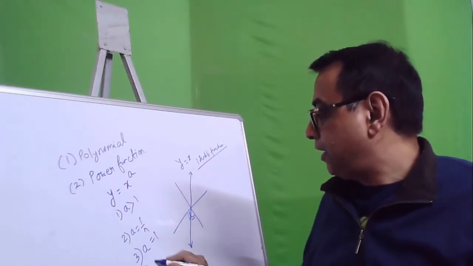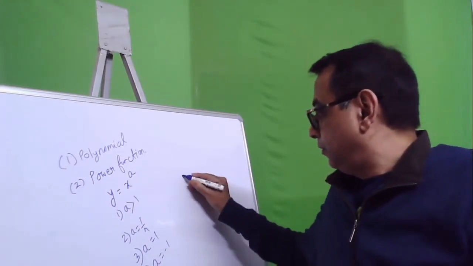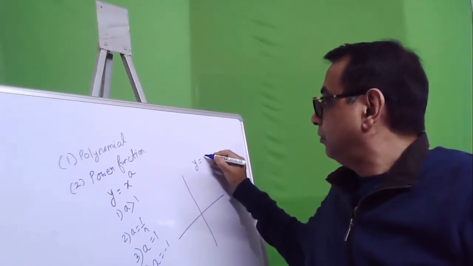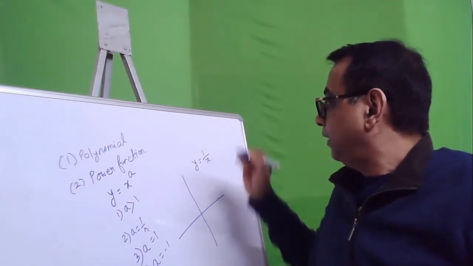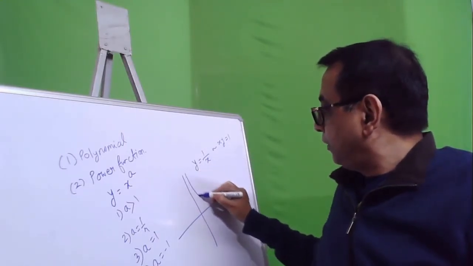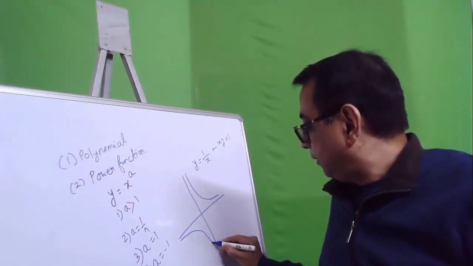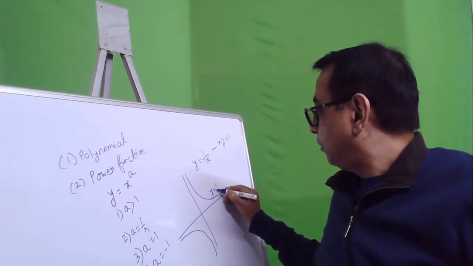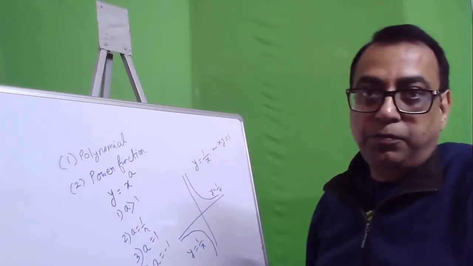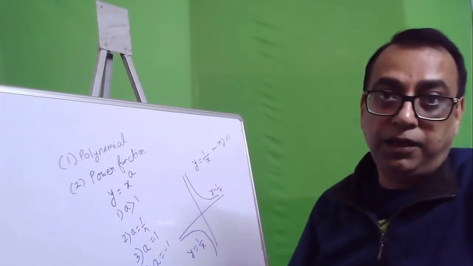And for a is equal to minus 1, that means y is equal to 1 by x, right? Or xy is equal to 1. That means it will be like this. x and y both can be negative. So this is y is equal to 1 by x. It will have a two-portion curve. One will be on the positive sides of the x and y axis. The other will have both y and x negative.